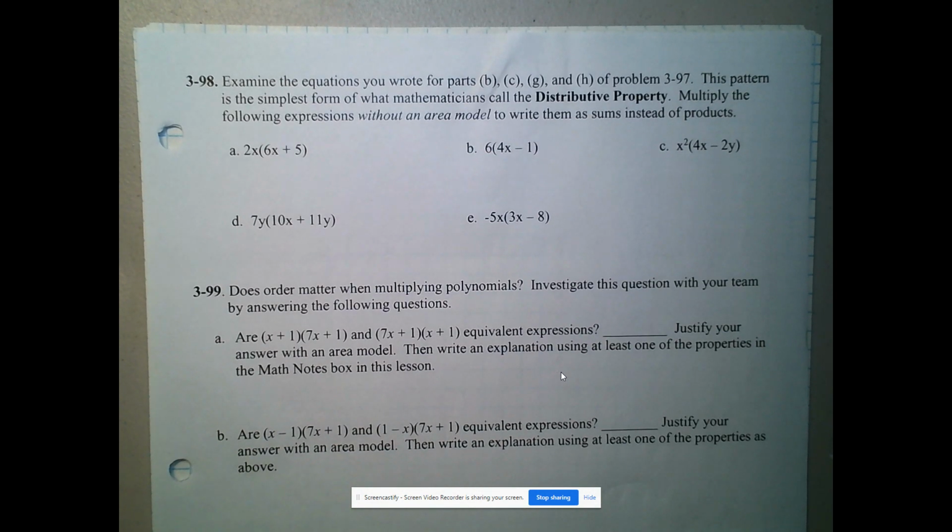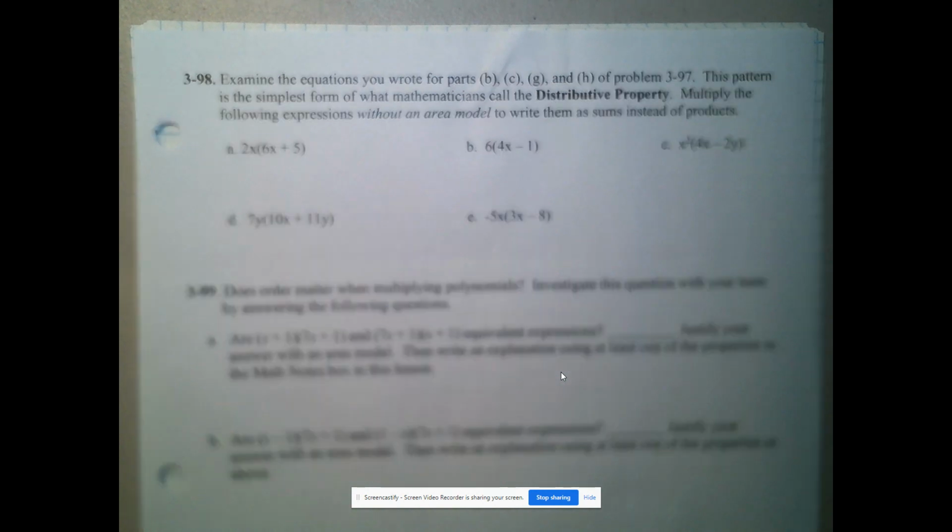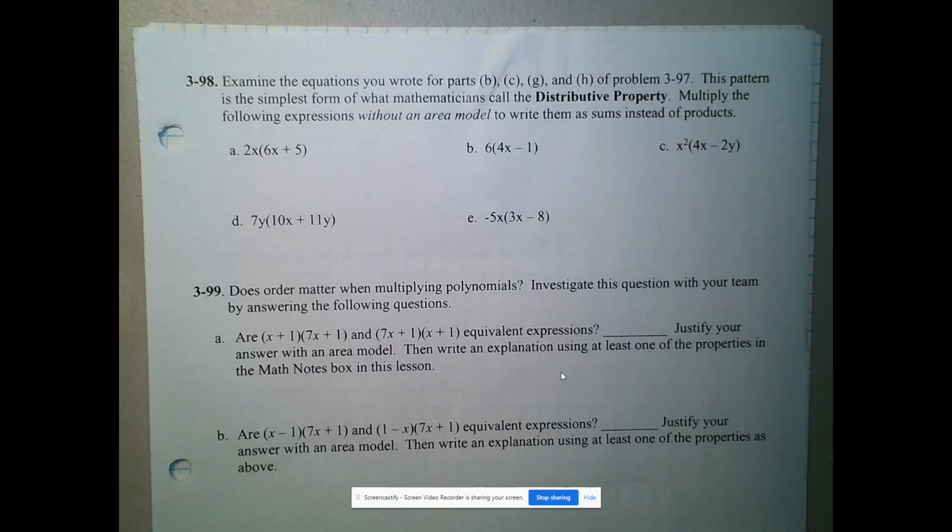Examine the equations you wrote for parts B, C, G, and H. This pattern is the simplest form of what mathematicians call the distributive property. Multiply the following expressions without an area model to write them as sums instead of products. So guys, we've been doing this for over a year. Distributive property is not something new.